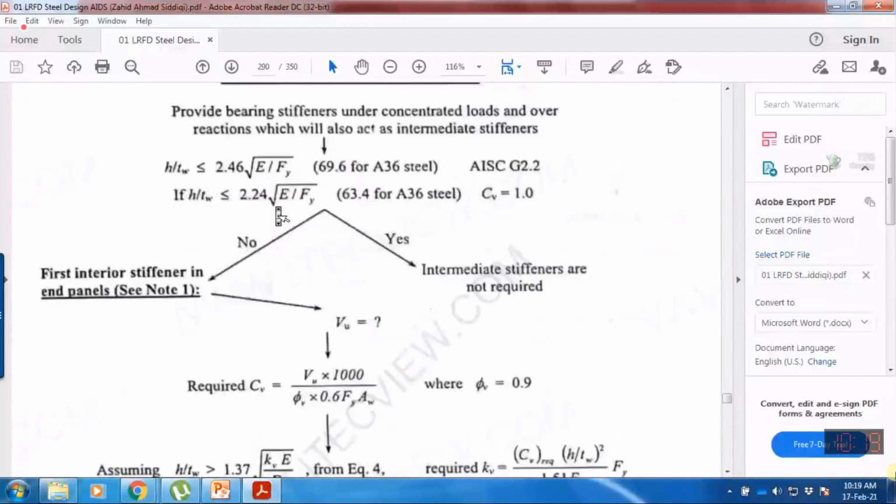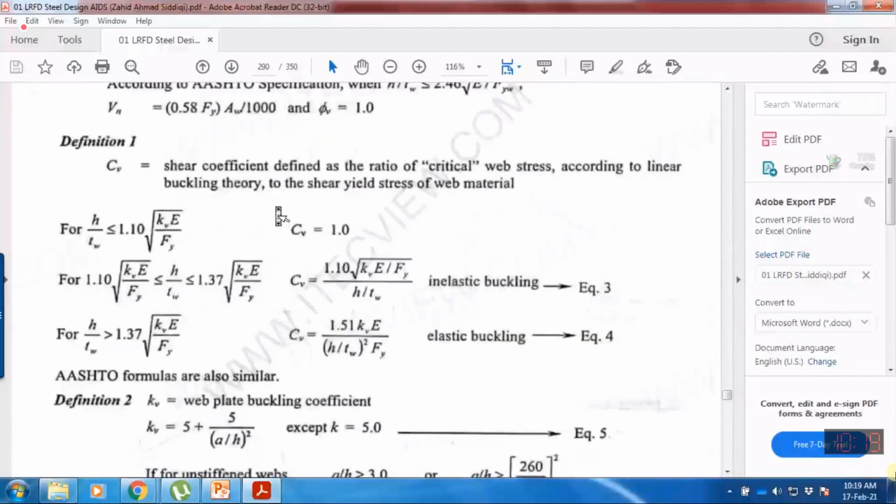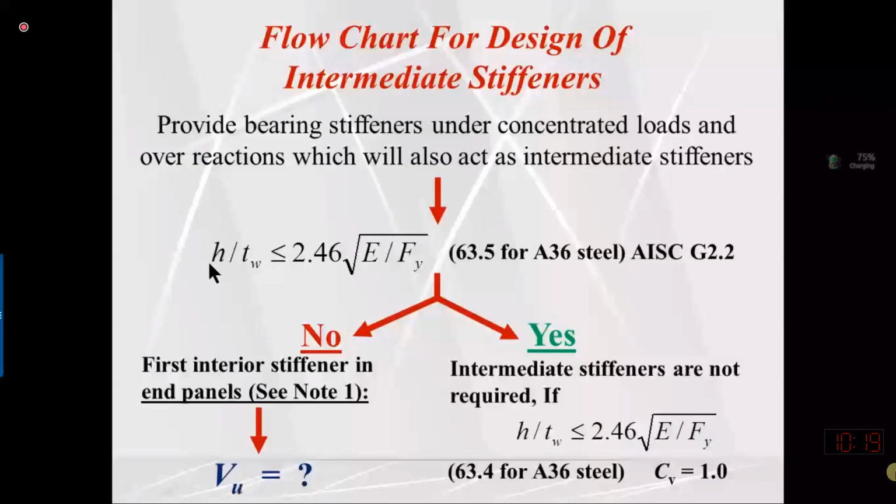I will explain from here in my slides. So first of all, when you want to start the design of intermediate stiffener, you need to check the height of the web over thickness of the web ratio, which is the lambda W value, h over tw ratio of web. If this value is less than 2.46 under root E over Fy, which is 63.54836, then it means that in that case, Cv value will be equal to 1.